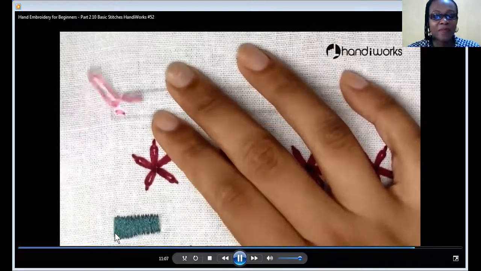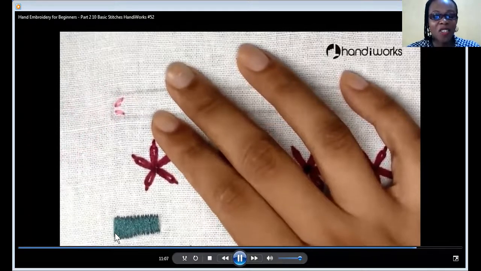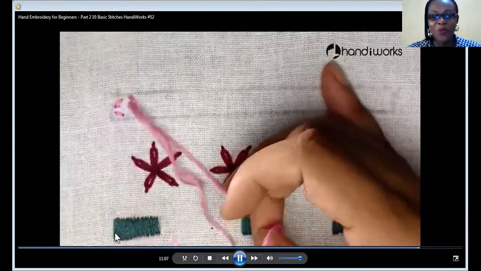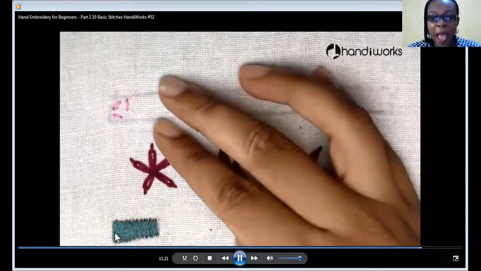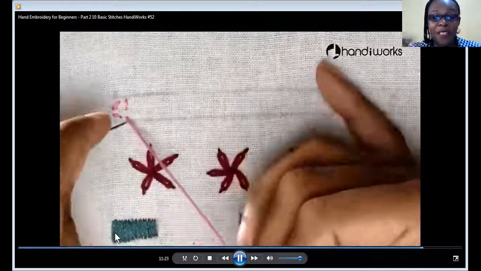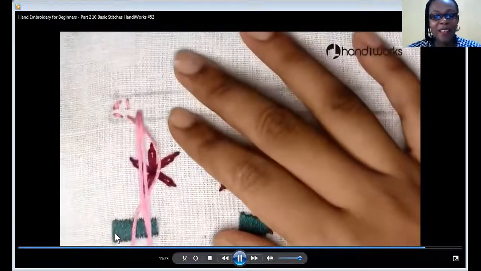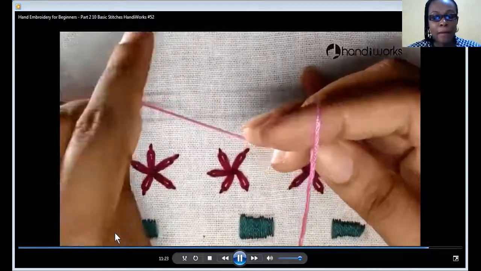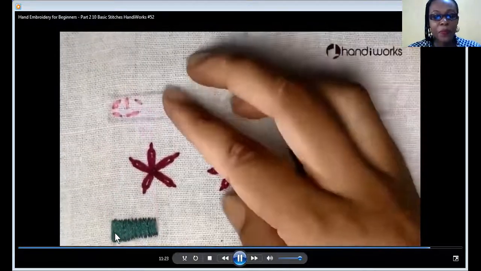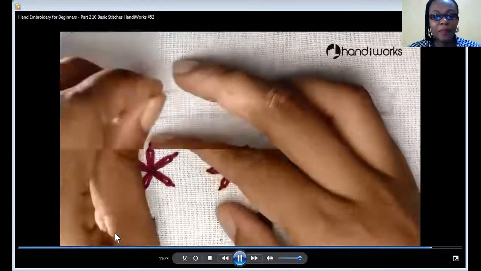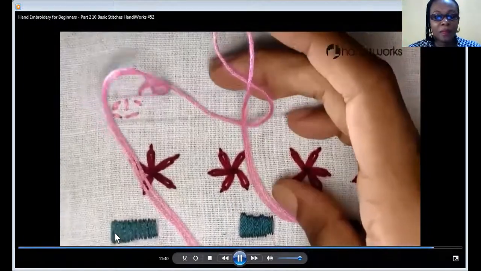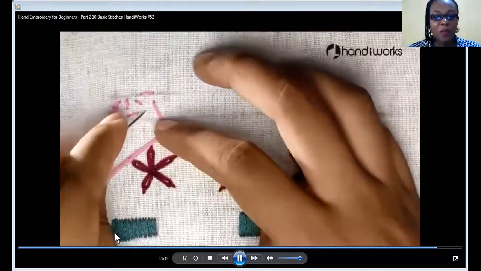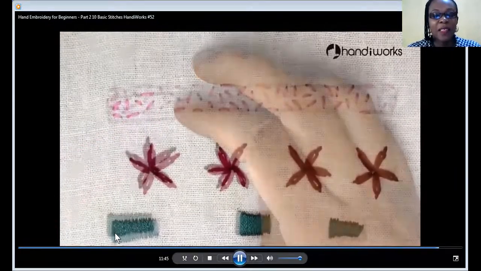Seed stitch. This is another type of stitch. You can use it as well to make a design depending on what you want to sew. Yes, they are all called embroidery stitches or decorative stitches. Wow. Seed stitch.